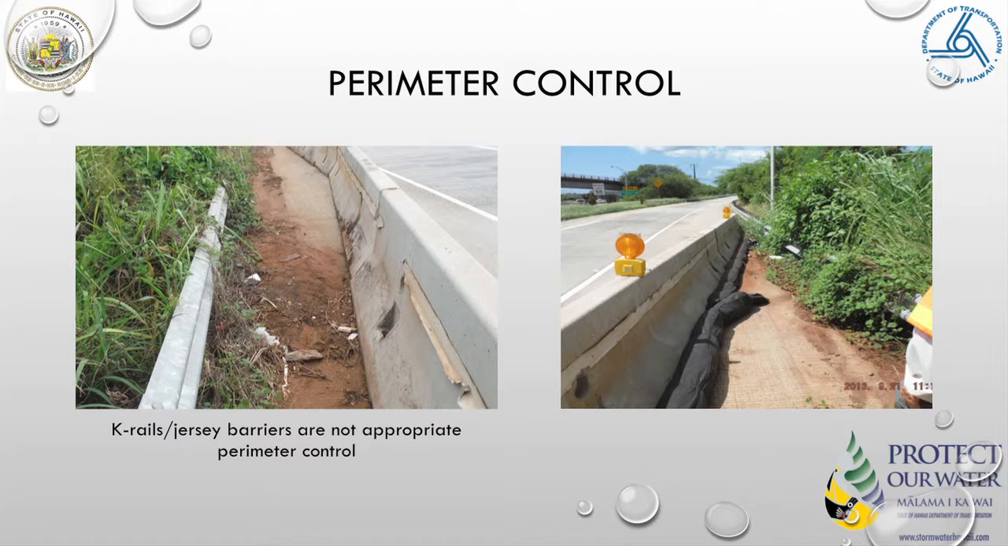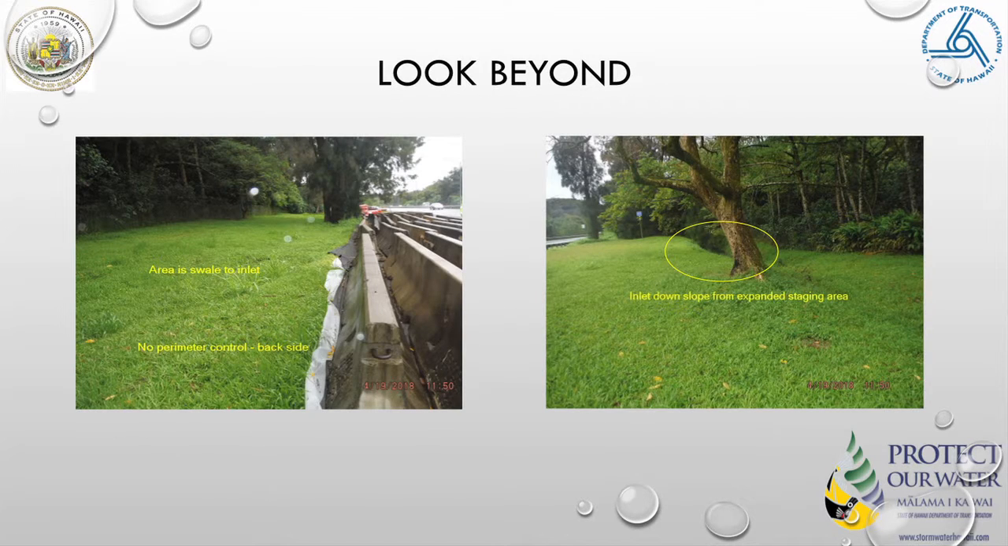You'll end up with sediment on the other side of the Jersey barriers. You need to look beyond your project. When your project stops at point A, you need to look beyond to point B. If you have a staging area, you need to check the surrounding area. This particular staging area, there's nothing really hazardous about a bunch of Jersey barriers there, but there is a natural swale that runs behind them down to an inlet.